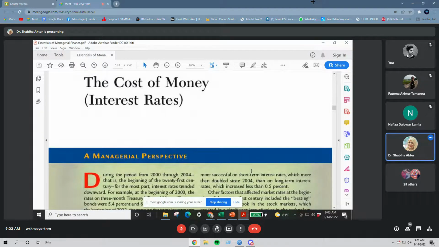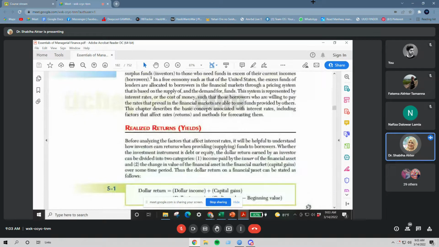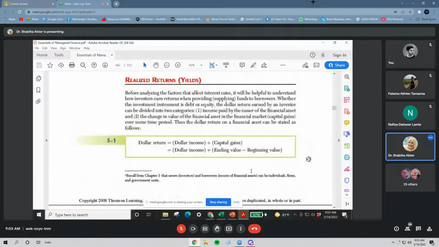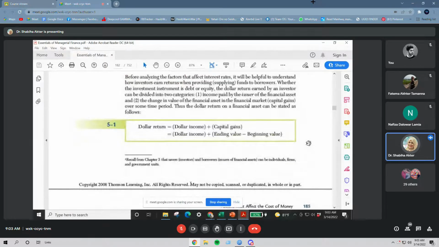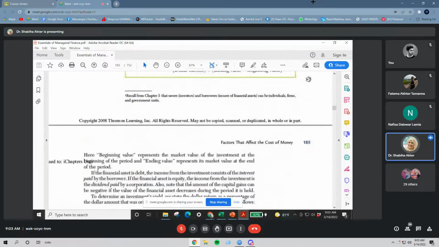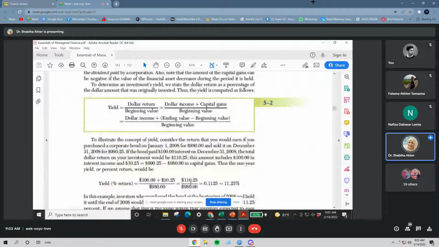Okay, so now let me discuss something regarding realized return. Today I will mostly discuss from your book, because so far I realized from your midterm and your quizzes, though every time I ask you please go through the book, study from the book, I found that many of you didn't do that. Or maybe you did it, but not on a regular basis.